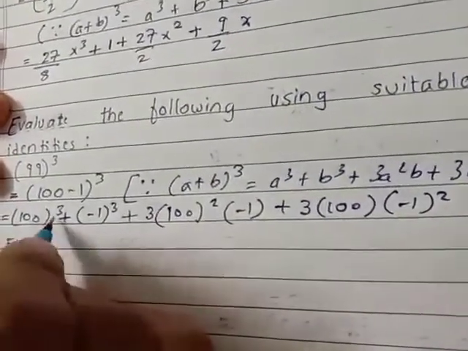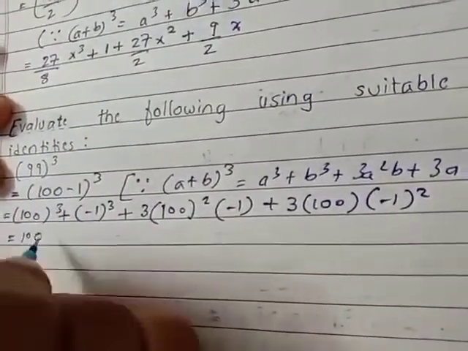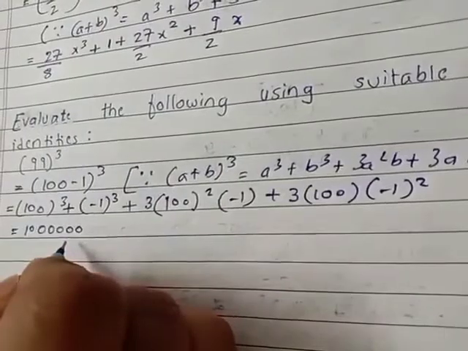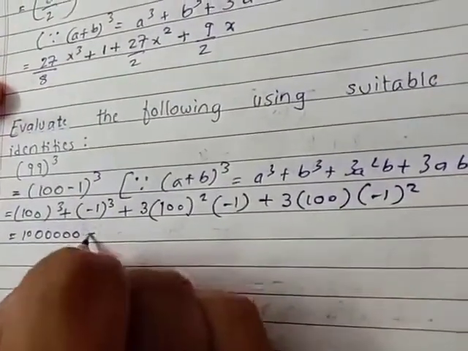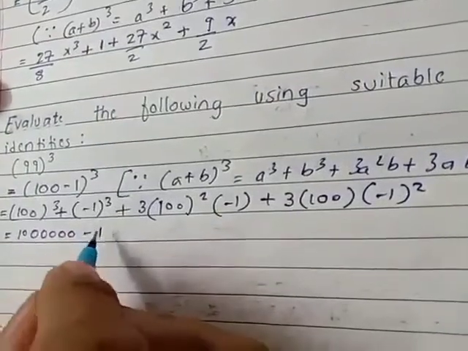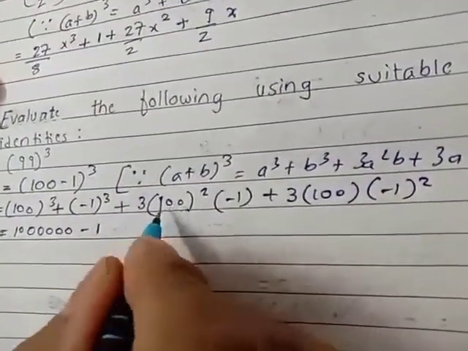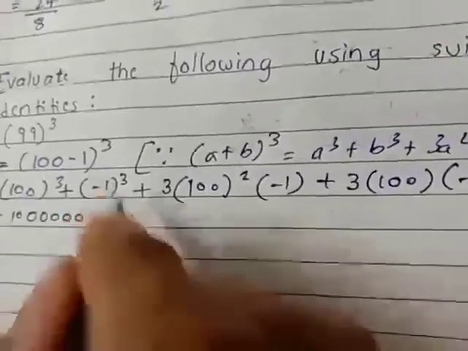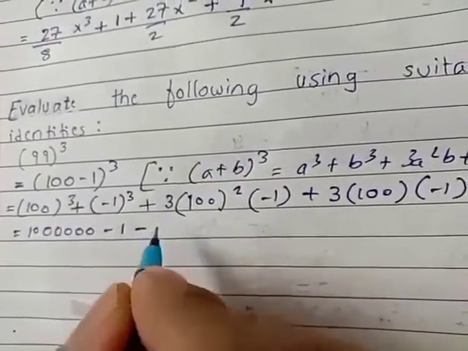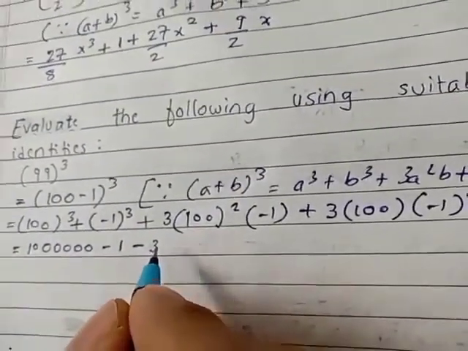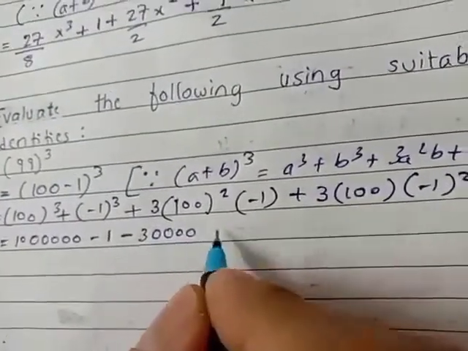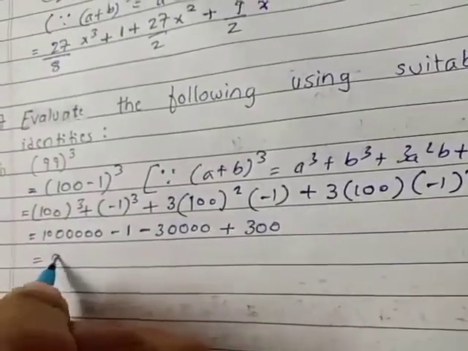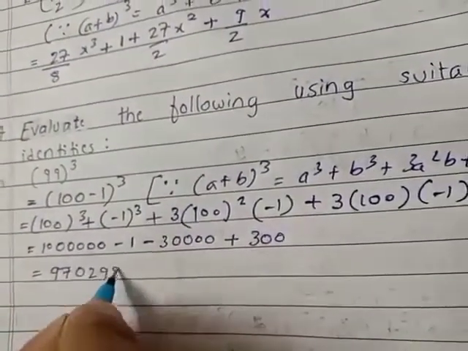This will be 100 into 100, 3 times. So what is the answer? 10 lakhs. This will be minus 1 since it is a cube, so the sign will remain as it is. This is 100 square into 3, and minus plus plus is minus. So how much is this? 30,000. And plus 300. If you solve this, what is the answer? 970299.